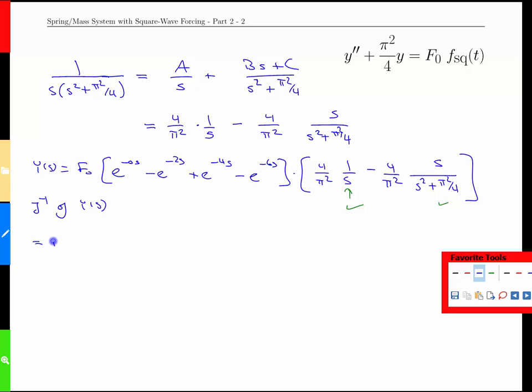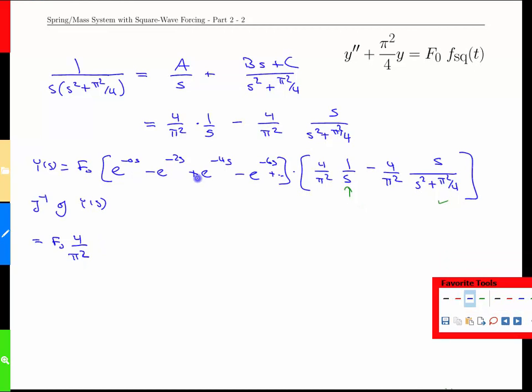And what do we get? We get f naught. We actually have a common 4 over pi squared. Let's bring that out as well. Then we have the infinite series of step functions here, each one combined with the 1 over s and the transform of cosine here. So we'll just go term by term. The e to the negative 0s times 1, well, e to the negative 0s is just 1 itself, so we just get the transform of 1 over s, which is the constant 1.